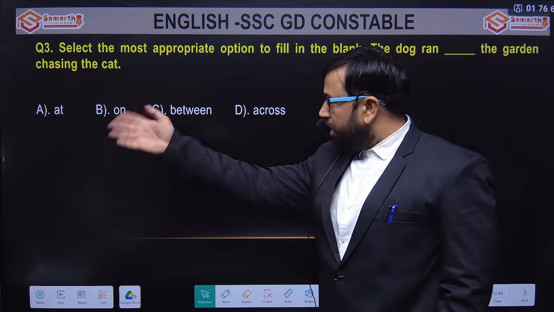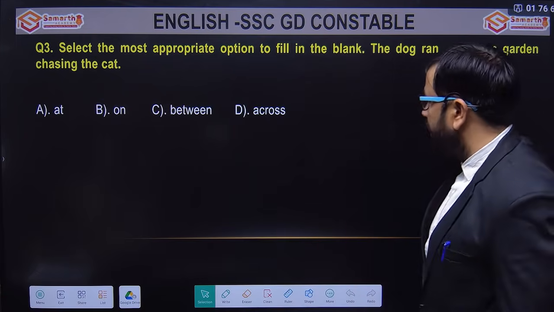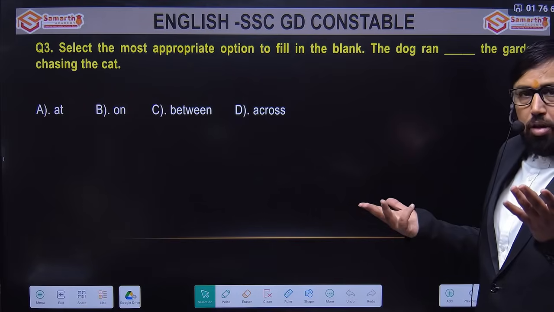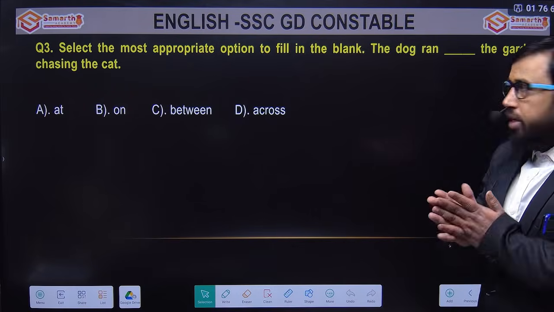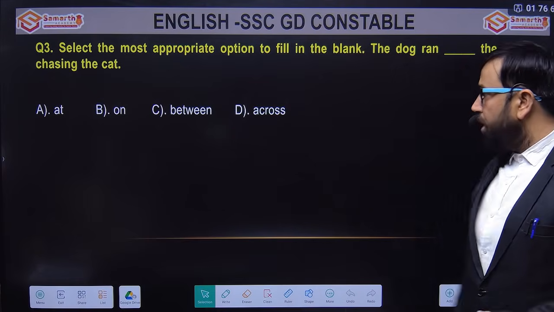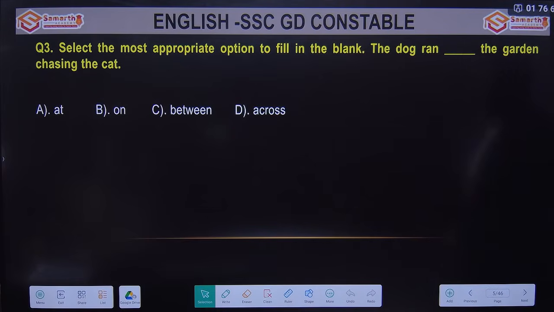So A and B we can very quickly eliminate. So between: look, between the gardens would be used. Between is used for 2 people, 2 things. So there is only one garden, that's why between also cannot come. So the only option left is across. The dog ran across the garden chasing the cat. The dog ran to the other side of the garden after the cat, okay? Across is the right answer here.